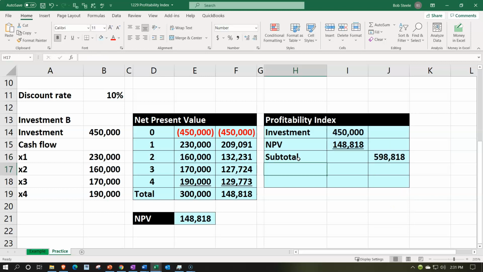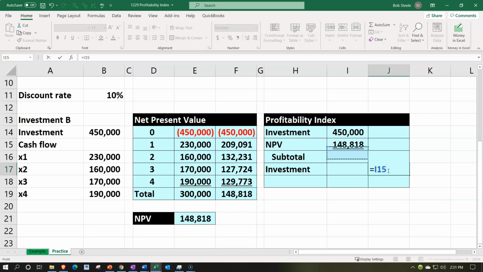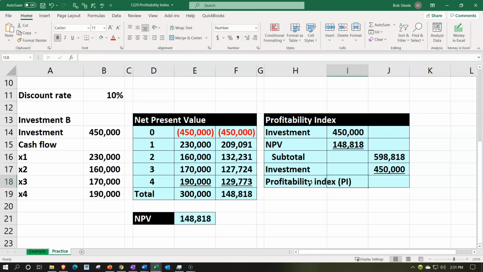We're going to compare that number to the original investment. I'll indent the subtotal just to make it match what we did before. Investment was the 450,000. Underline that, font group, underline, and that'll give us our profitability index, or the PI. That's going to be equal to then the 598,818 divided by the 450. Let's add a couple decimals, and then there it is, 1.33.